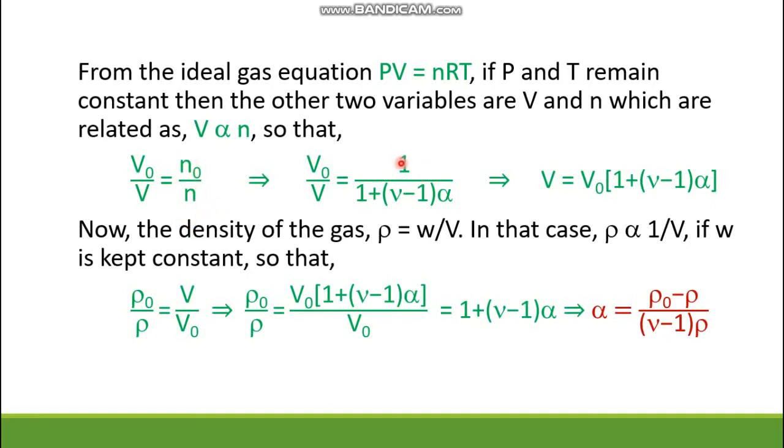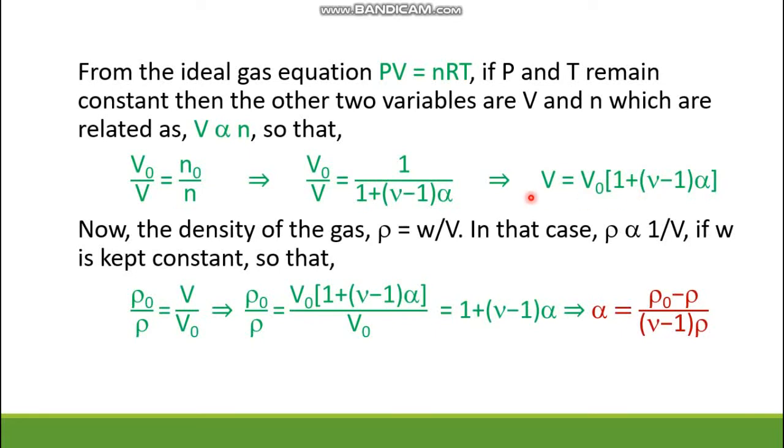Put these values: N0 is 1 and N is 1 plus (nu minus 1) into alpha. So what is the value of V? Now the value of V is V0 into this term within the third bracket. Okay, now what is the expression of density?